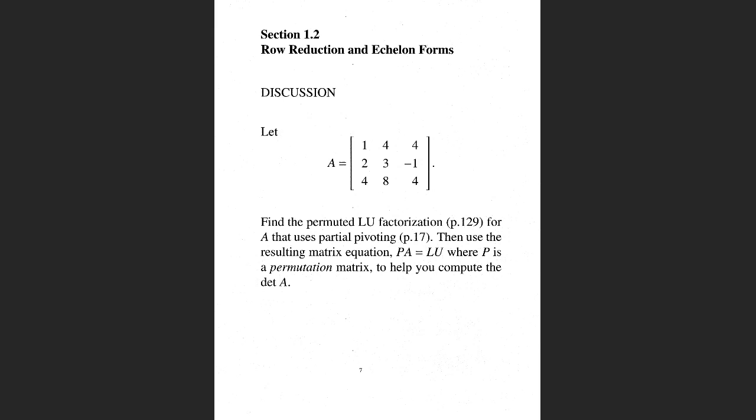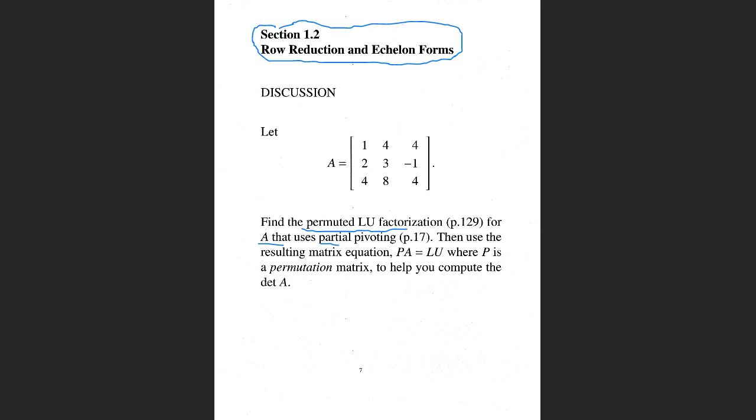What we're doing here, and I like every discussion that I do to be connected to a section, well, partial pivoting was mentioned on page 17 in section 1.2. After you learned about row reduction, it talked about how computers use partial pivoting. Again, partial pivoting is when you use the largest value in a column to produce zeros in that column. So we want to find what's called permuted LU factorization for this matrix A, where we use partial pivoting.